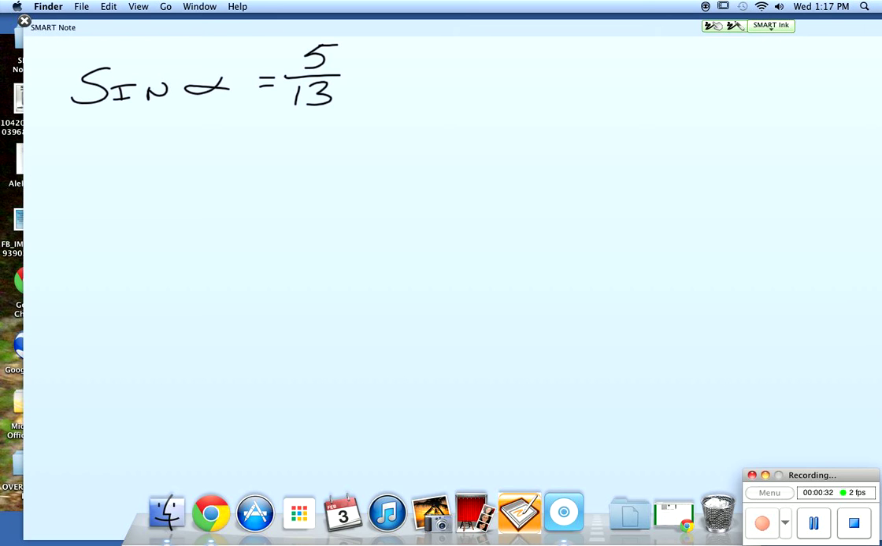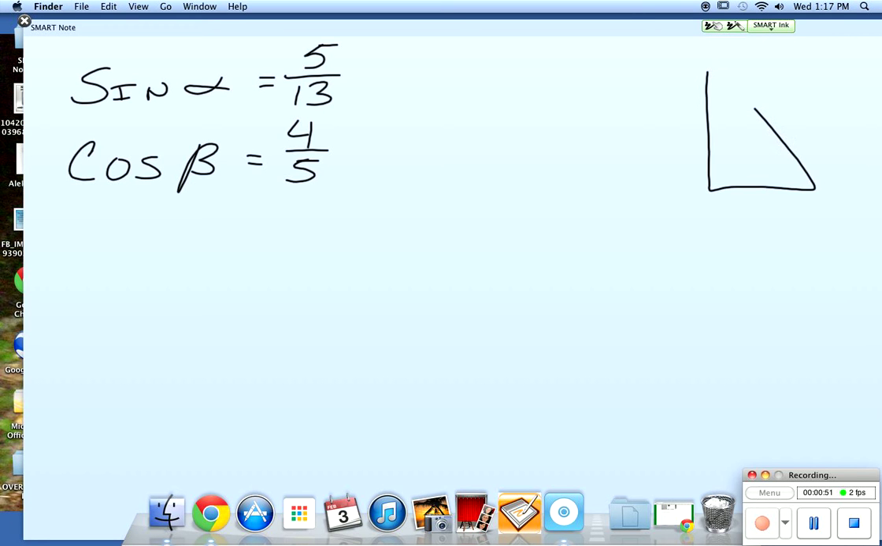And then you got cosine of beta. Notice that there's two different Greek symbols in there. Cosine of beta is 4/5. So what kind of triangles are we looking at? There you go, 5, 12, 13, and a 3, 4, 5. It's alpha and beta. Use Greek symbols when you're talking about degrees.